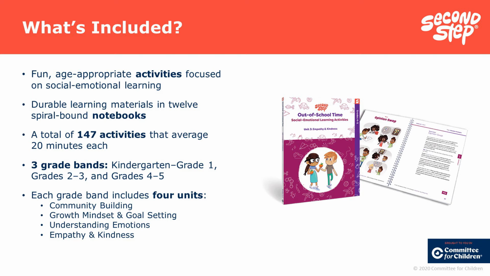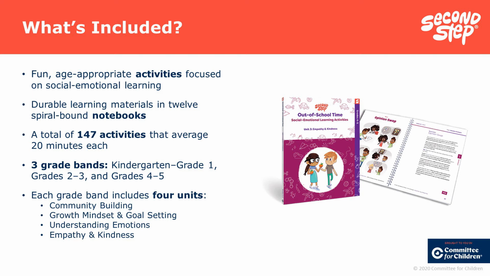Activities are split into 3 grade bands, kindergarten through grade 1, grade 2 and 3, and grades 4 and 5, and include 4 units with the themes community building, growth mindset and goal setting, understanding emotions, and empathy and kindness. And those 4 units are the same across the grade bands, but obviously the content ages up with the kids. In addition to the content aging up with the kids, you'll see some of our illustrations here, which we just love, and the kids in the illustrations also age up as you move up the grade bands, which is just kind of fun. Designed to be taught sequentially, that's the S in the SAFE acronym you just heard about.